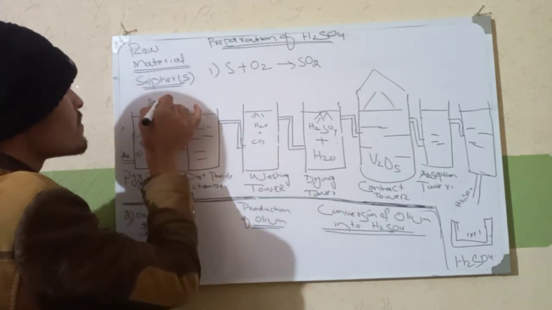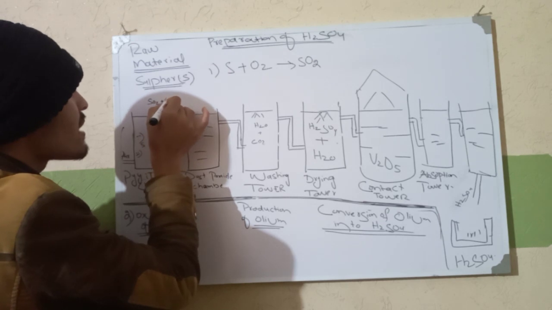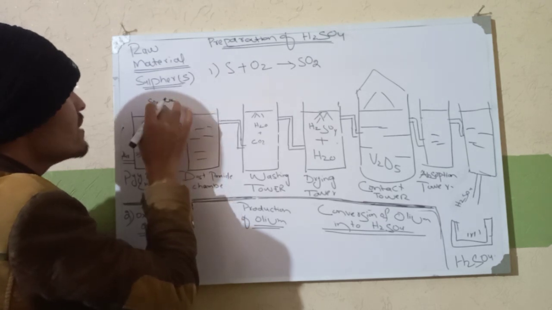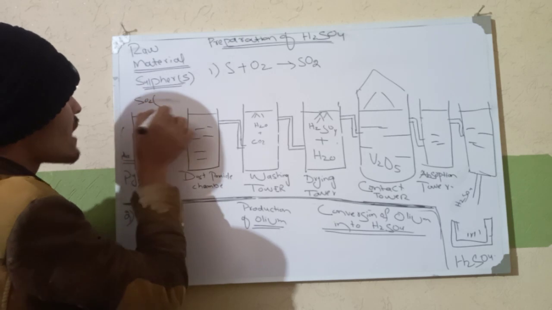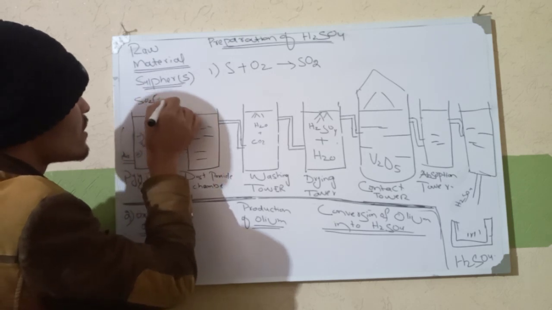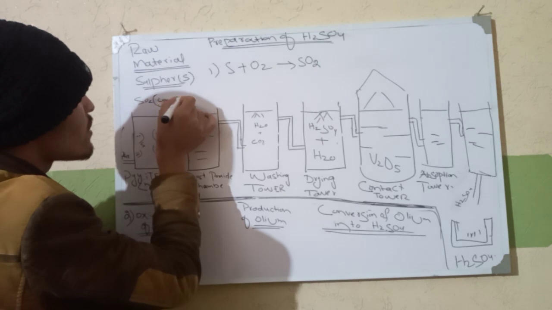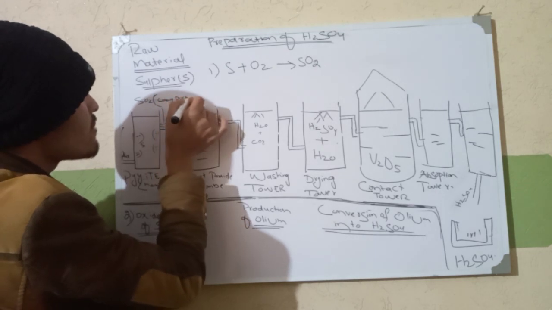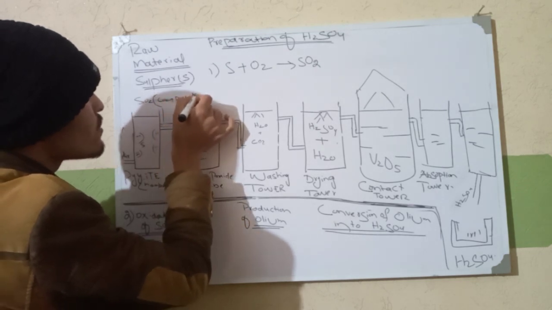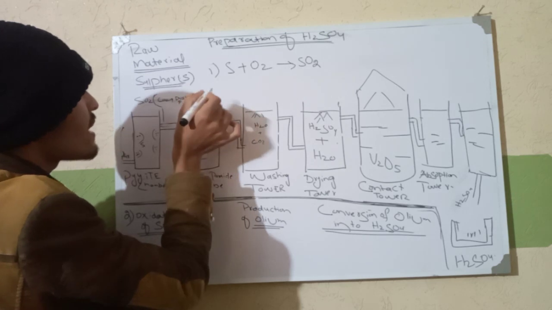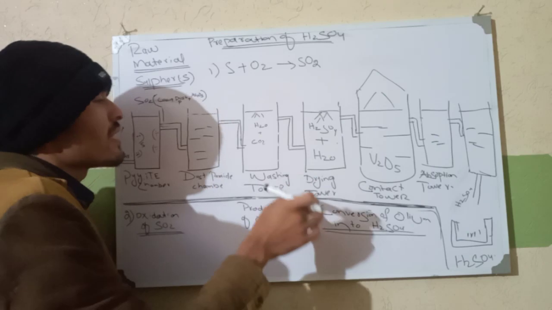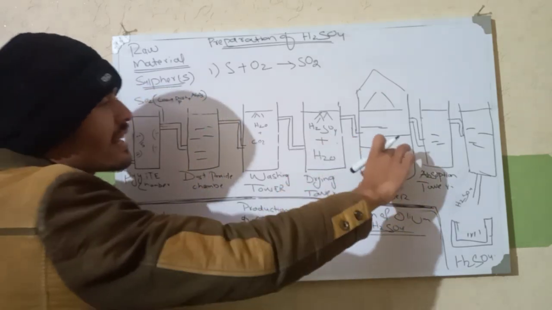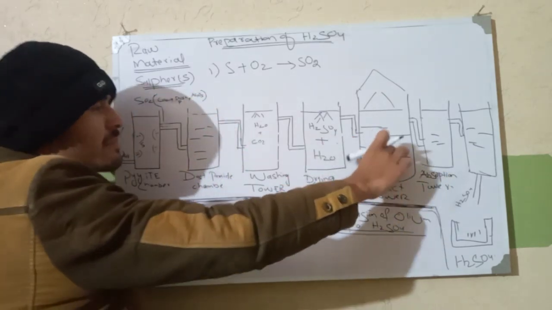Impurities are carbon dioxide, sulfur dioxide, some dust particles, and some arsenic oxide. These also poison the catalyst, which is the contact catalyst. I will explain this.